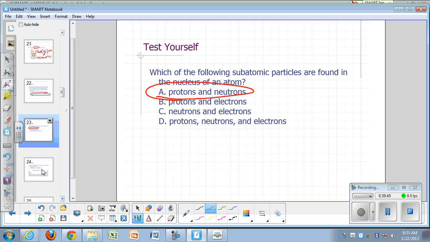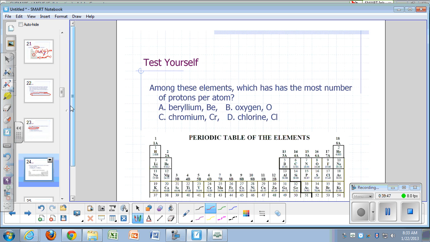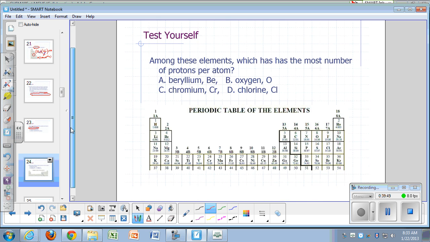Here's another clicker question. Among these elements, which has the most number of protons per atom? Is it beryllium, oxygen, chromium, or chlorine?